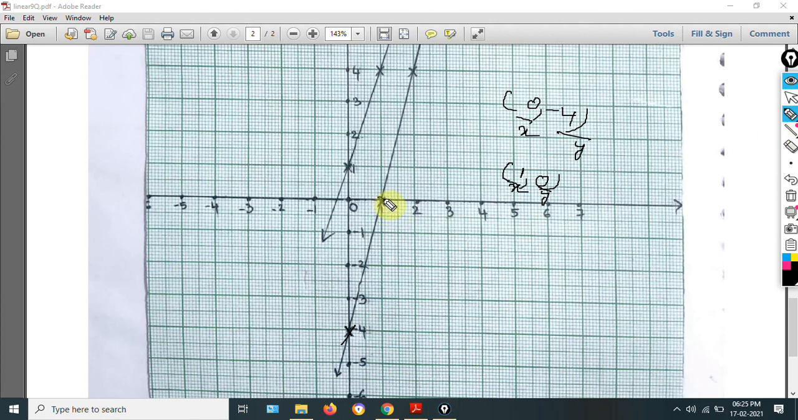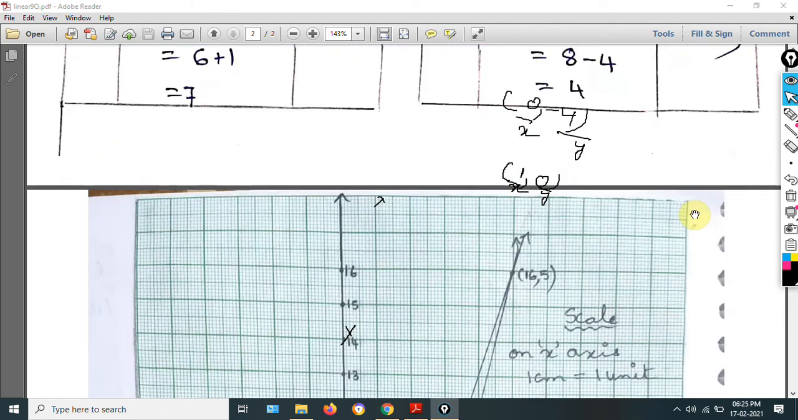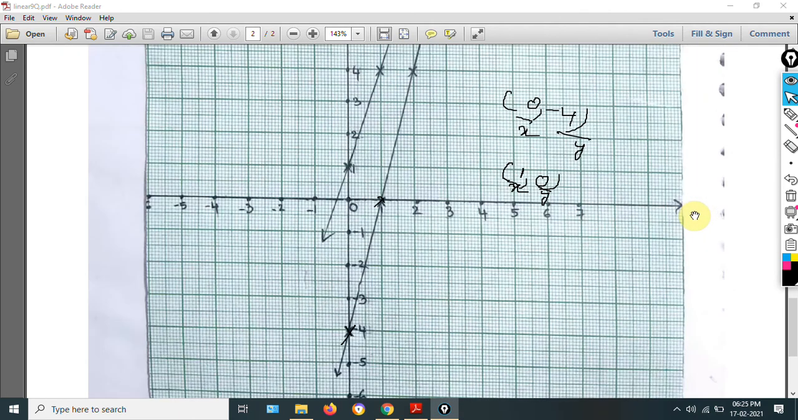Next, what is the third point? 2 comma 4 is the next point. So 2 comma 4, what is the x value? This is x and this is y. On the x-axis, where are we getting 2? Here. From this position we should see where we get the y value. How much is y? 4. From this position we are seeing here we will get it. So here we should draw one cross mark.